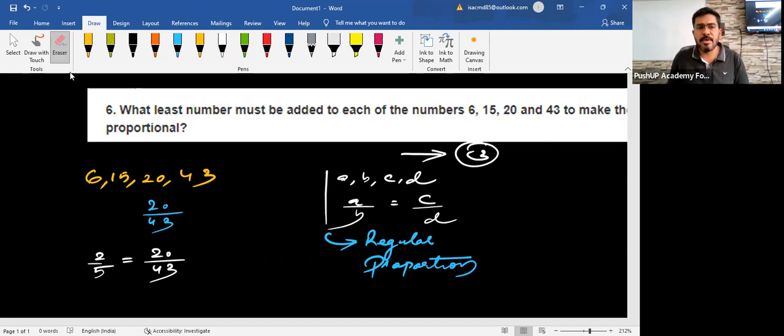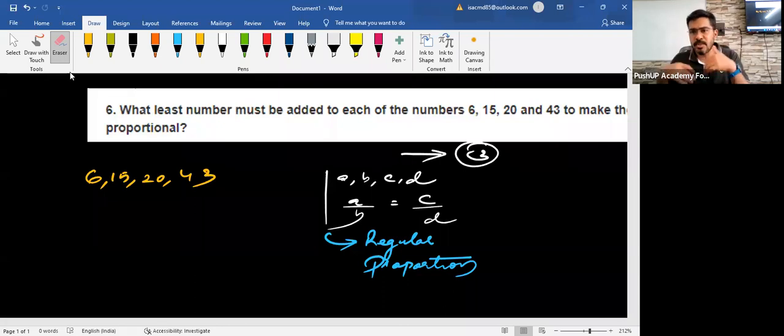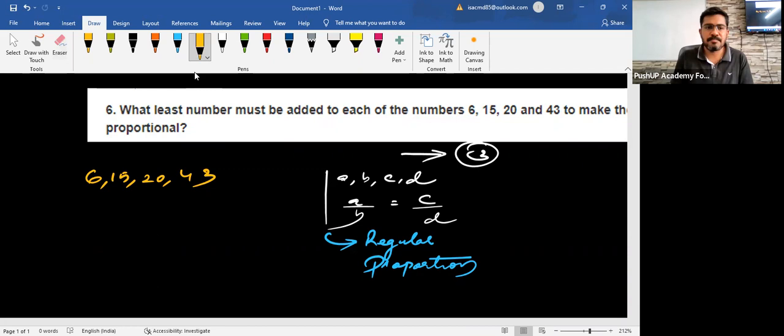That is why we are doing an operation here. And what is that operation? Adding a very small value to all the four numbers so that the resultant numbers are in proportion. So what you have to do, take the number which you're going to add to all.